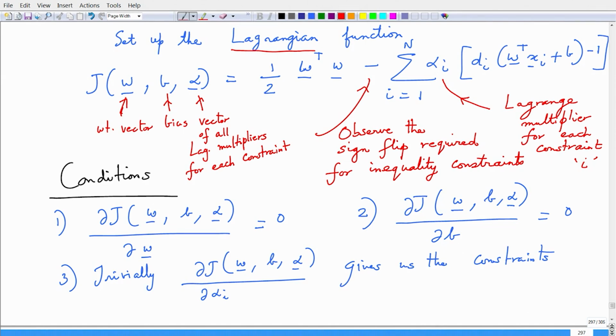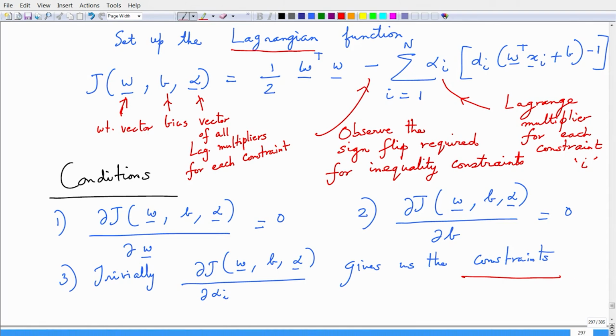Now, for the optimality conditions, I need to take the derivative of this Lagrangian with respect to the vector W and set it equal to 0, then take the partial derivative of the Lagrangian with respect to the bias b and set that equal to 0. Then, trivially, when I take the gradient of the Lagrangian with respect to alpha, I should get back the constraint. So conditions 1 and 2 are important, while condition 3 is trivial because you have to get back the constraint.